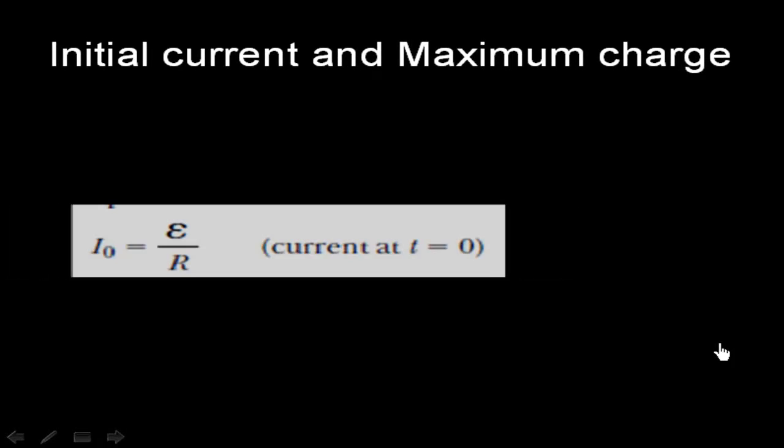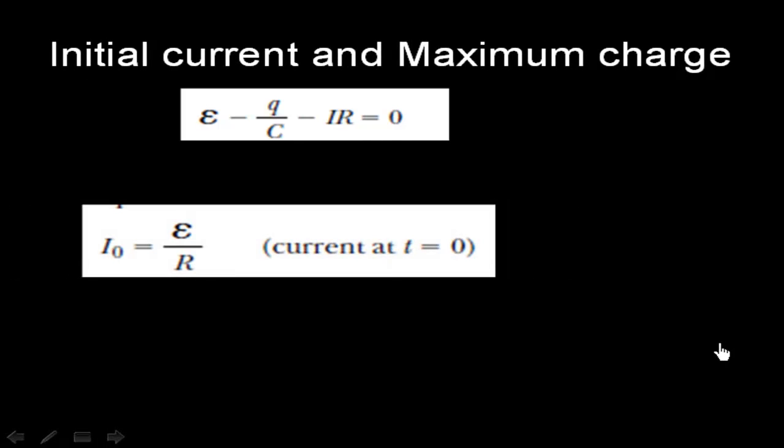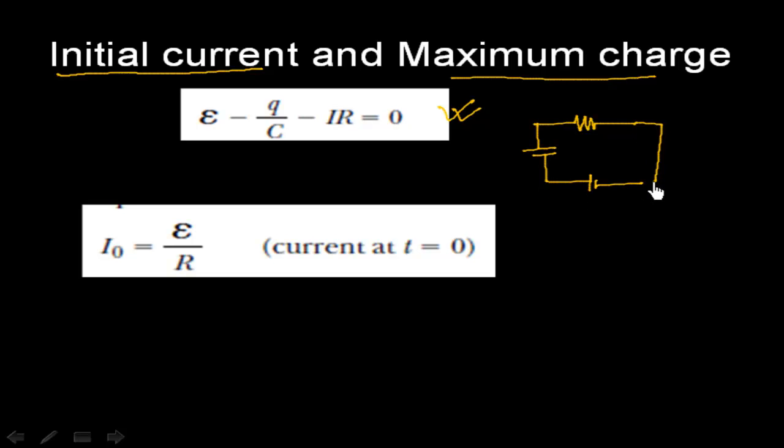Now let us say initial current, maximum charge. So we can define two things in this case. We have this equation, and we can use it to find the initial current and the maximum charge developed. If you see, you have this circuit. Initially there is no charge on the capacitor. So at t equals 0, Q is 0, because Q is a function of time and I is also a function of time.